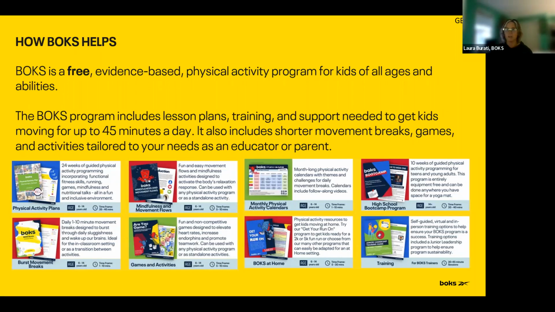So a little bit about our programming. Today, as I had mentioned, we are focusing on what's called our BOKS Bursts, which are our 1 to 10 minute activities that are ideally used in the classroom, but we also have other programming, such as 40 to 45 minute lesson plans, programs that last anywhere from 8 to 12 weeks. As Jenny and Heather mentioned earlier, they run the before school programming 2 to 3 days a week for 12 weeks. We have mindfulness and movement and yoga flows. We have fitness calendars based off of our BOKS Bursts, which will be super useful in the classroom. We have a boot camp for middle to high school kids. We have a high school program that incorporates Spartan races. I don't know if you're familiar with Spartan races, but it's obstacle course racing. So we have a partnership with Spartan races as well as running programs. But we'll go over a little bit of that in a minute.